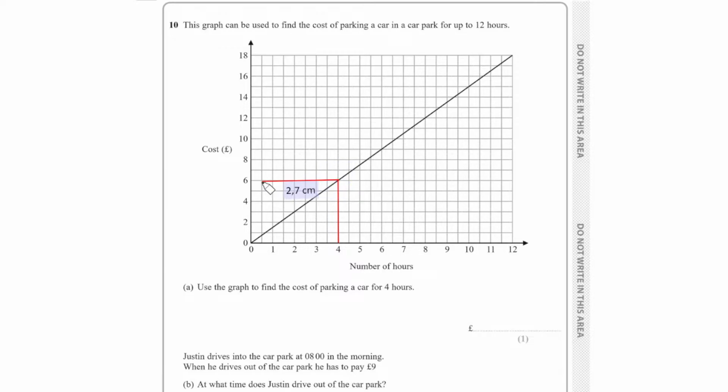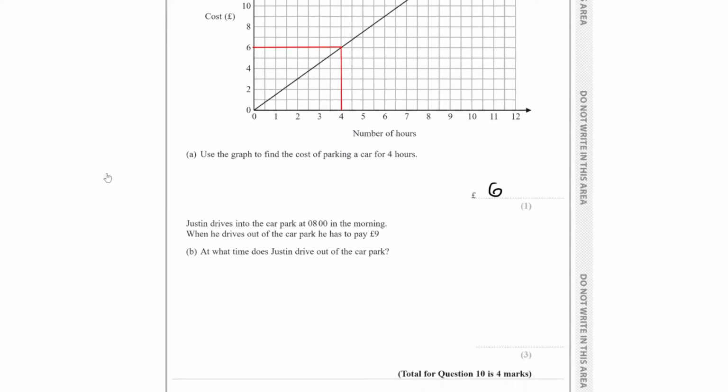That's where I'm going to then go across, because I want to read off the y-axis, the vertical one, because that's the cost, isn't it? So that is £6. Okay, it's just literally reading it off like that. Now there is also a part B.